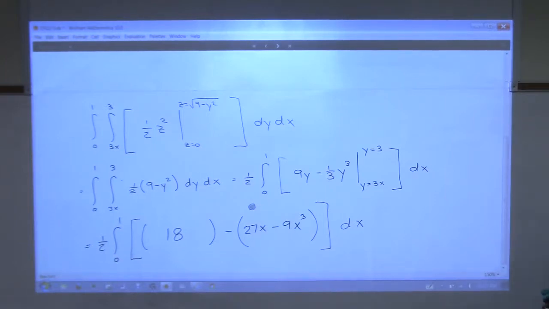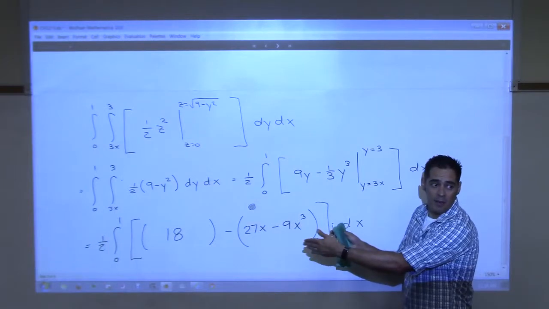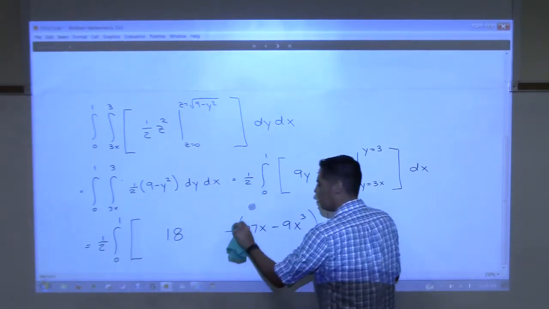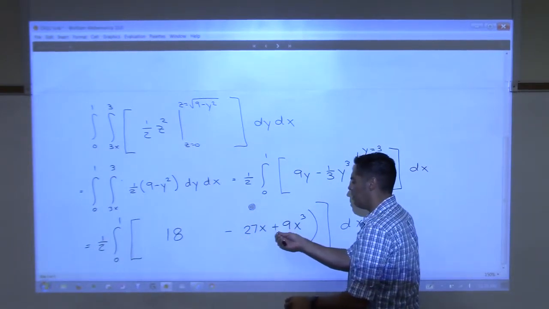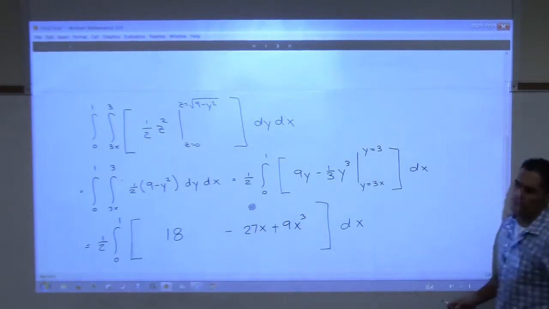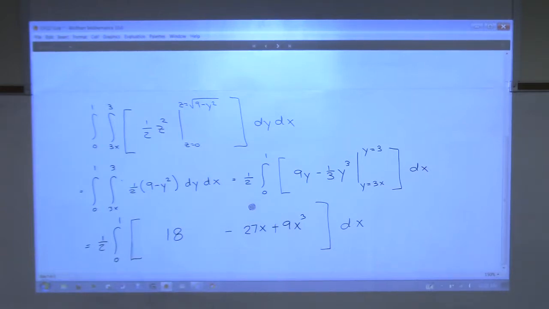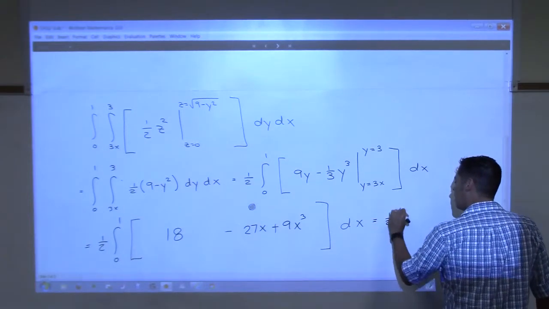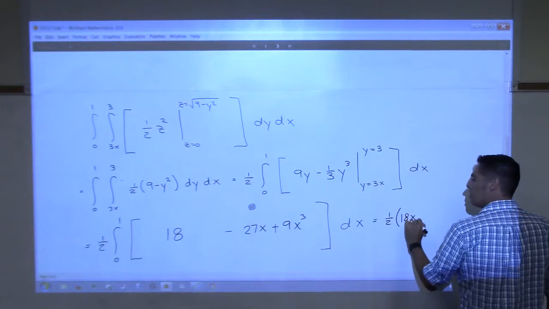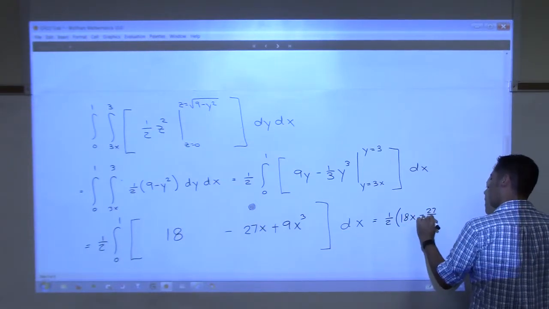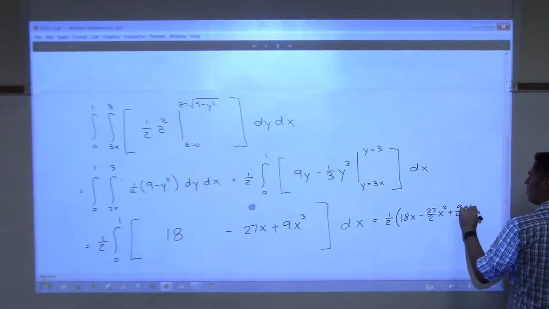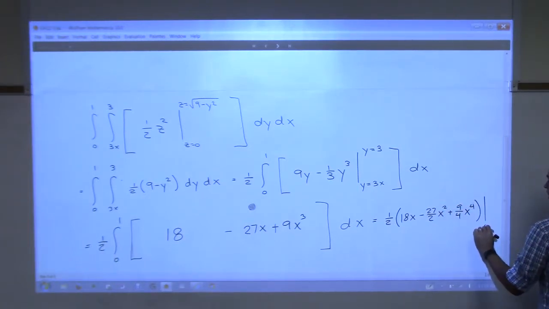I'm going to do something real quick because I notice I cannot combine any of these together, right? There's no like terms. So I'm just going to get rid of the parentheses here. That's going to become a minus. That's going to become a plus, and then like that. Is that all right? And then you're integrating that with respect to x. So when we integrate that with respect to x, we have 1/2, and then 18x minus 27 halves x squared plus 9/4 x to the 4th, and we're evaluating that from x is 0 to 1.